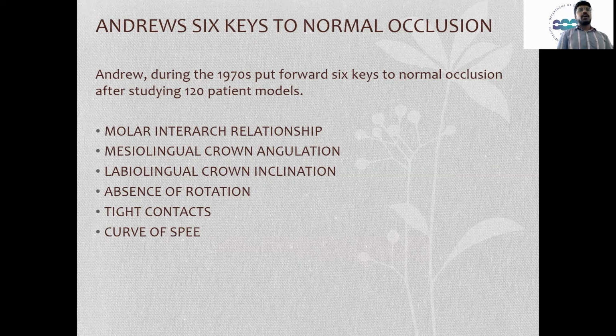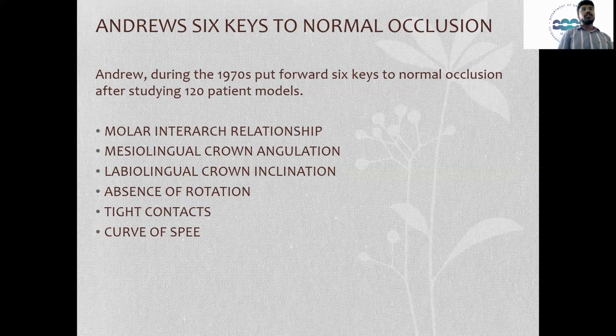So first, coming to molar interarch relationship. What does molar interarch relationship mean? The mesiobuccal cusp of the maxillary first molar should occlude with the buccal groove of the mandibular first molar. Then an ideal occlusion is achieved. Also, the mesiolingual cusp of the maxillary first molar should occlude with the central fossa of the mandibular first molar. These are the two points that have to be noted in molar interarch relationship.